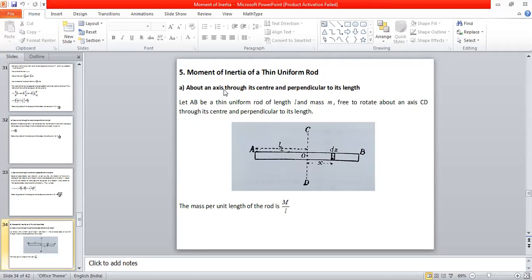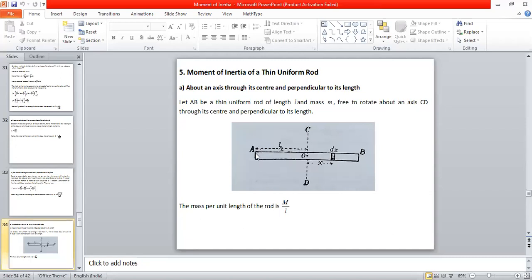Now let us start discussing. So we want to find out moment of inertia of a thin uniform rod. In the diagram whatever I have written, AB is a thin uniform rod. It is a very thin rod so that its thickness is very small and we can neglect its thickness. And it is also a uniform rod.